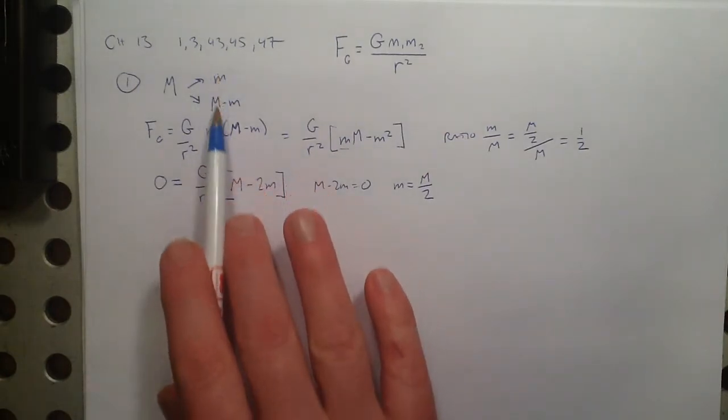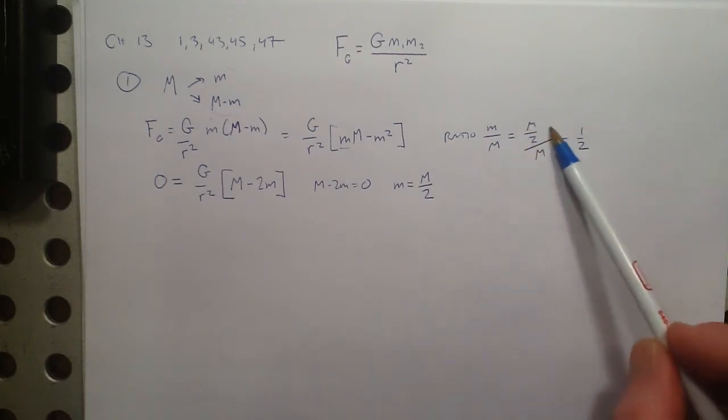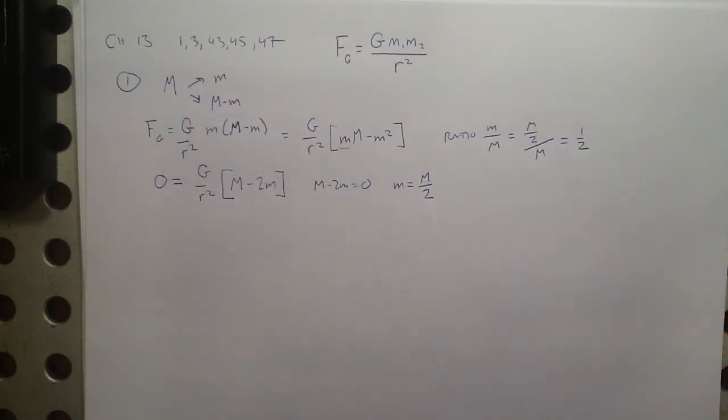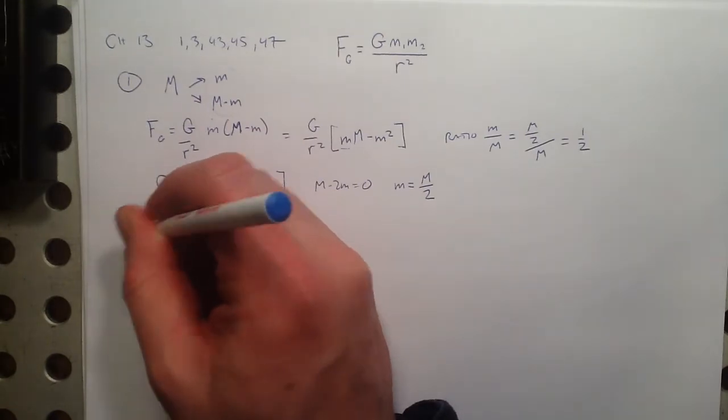It means that it would have to break into two equal-sized pieces, right? One piece would be sized M over 2, and if they both add up to M, well, then the other one would also. That kind of makes sense intuitively, I think, that if you want to maximize the gravitational force, you'd break it into two equal pieces. That's what that looks like.